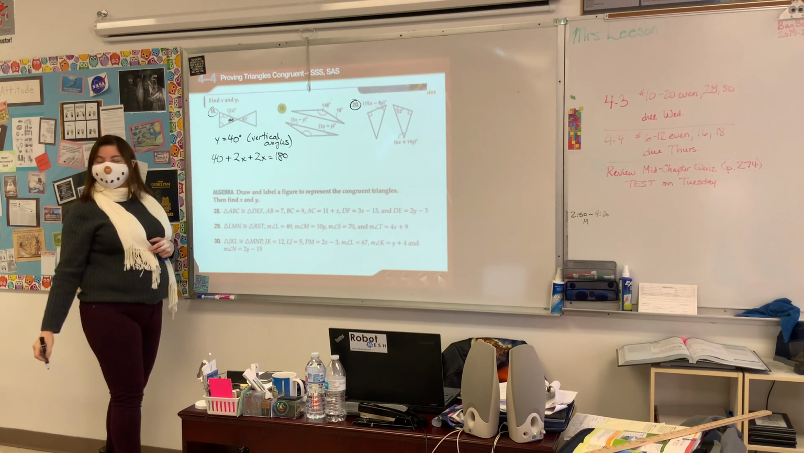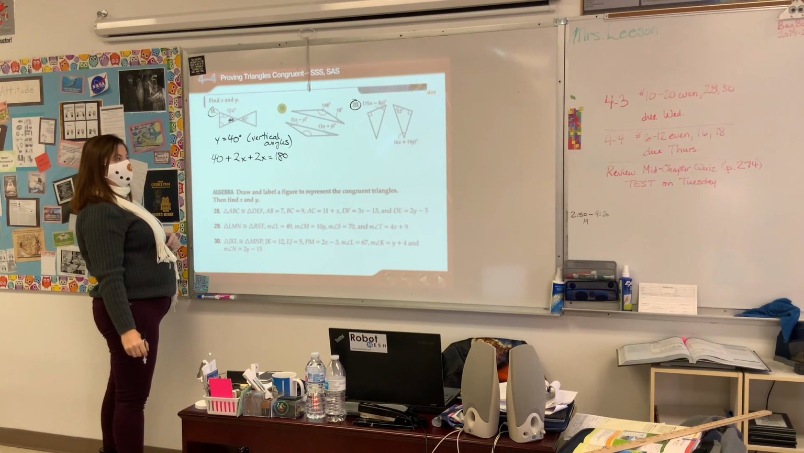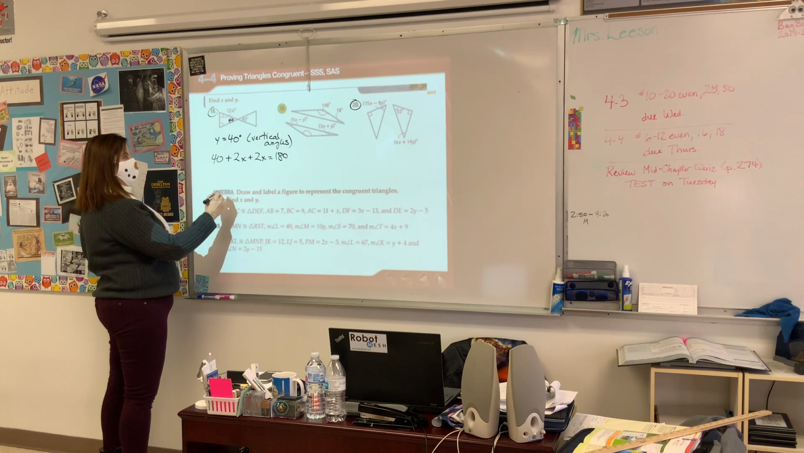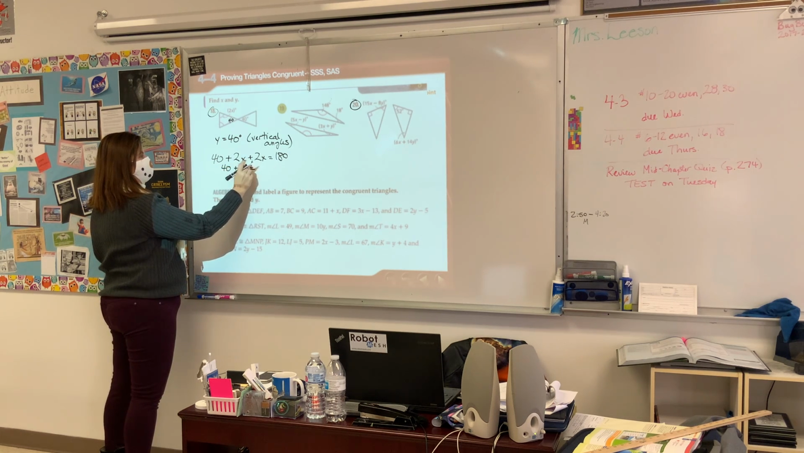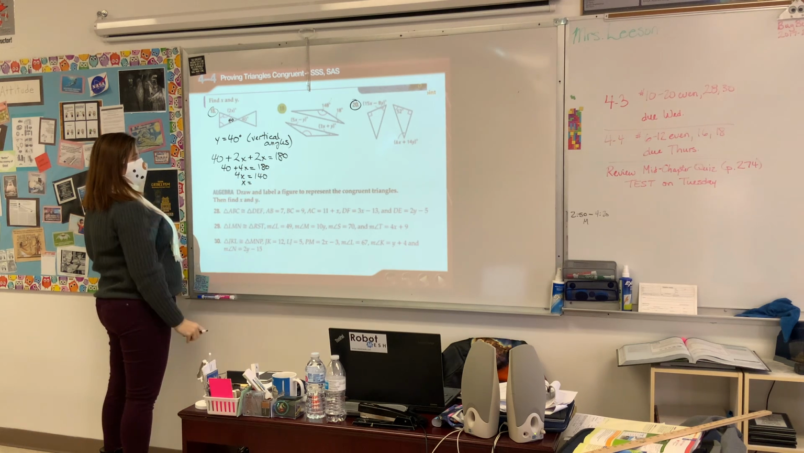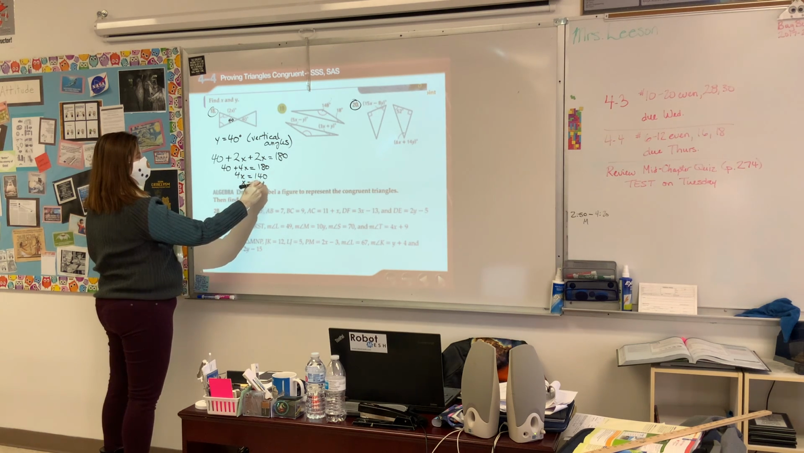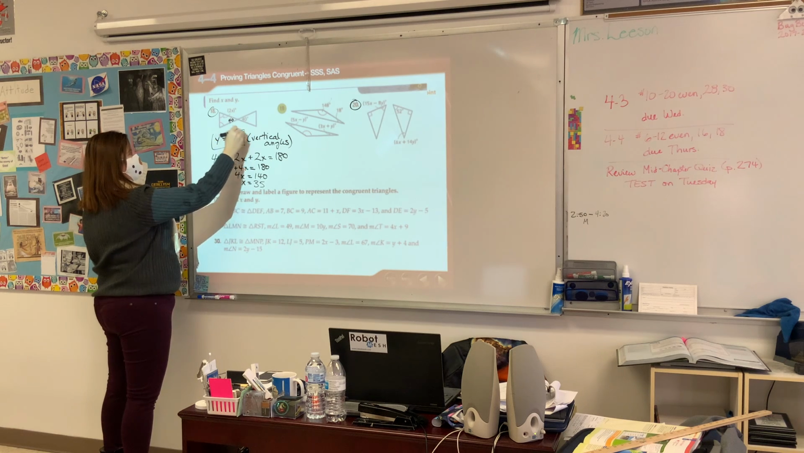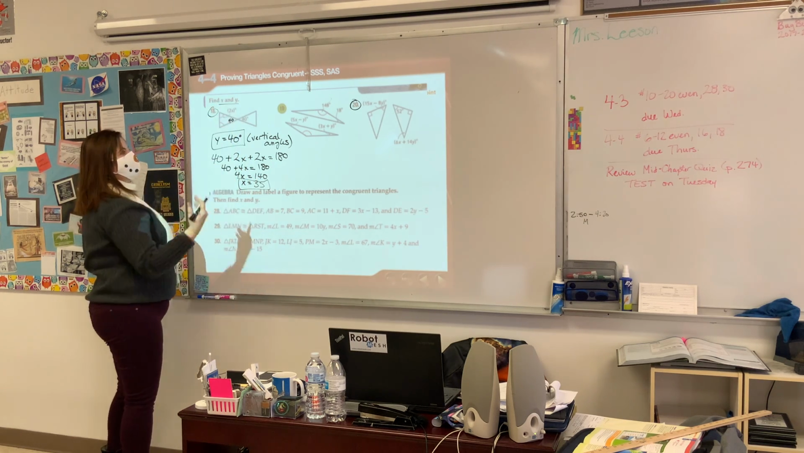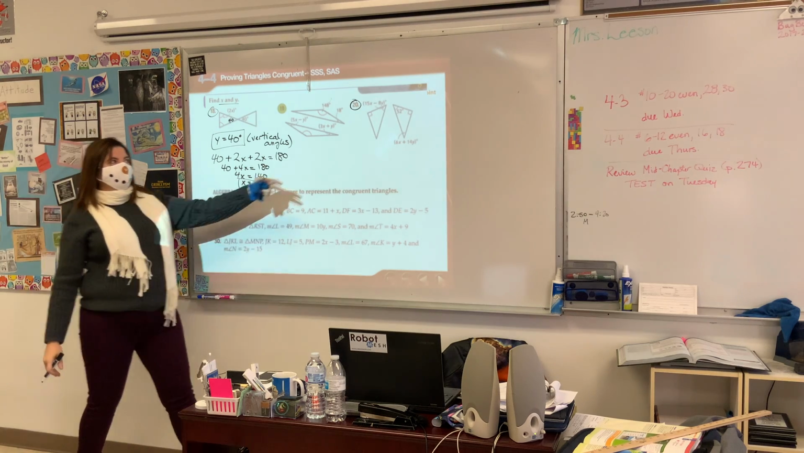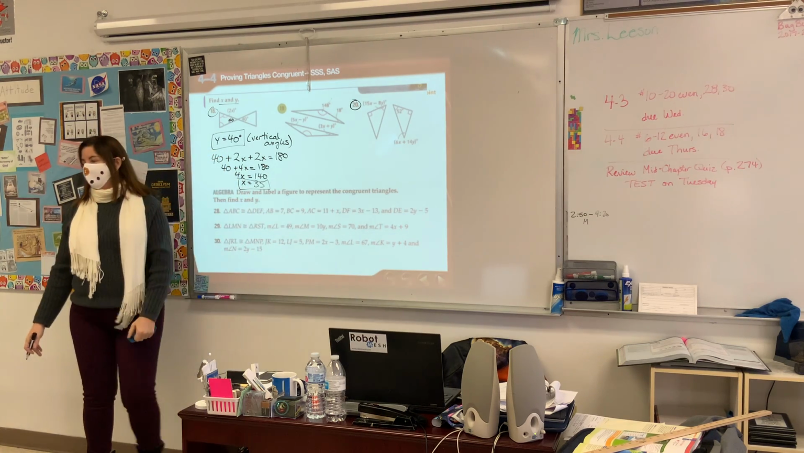Yeah, I could do it that way too. 40 plus 4x is equal to 180. 4x is equal to 140. x is equal to 35. So I have y, I have x. And you're going to do the same sort of thing on 20.